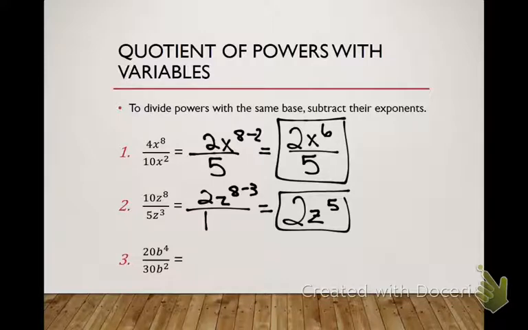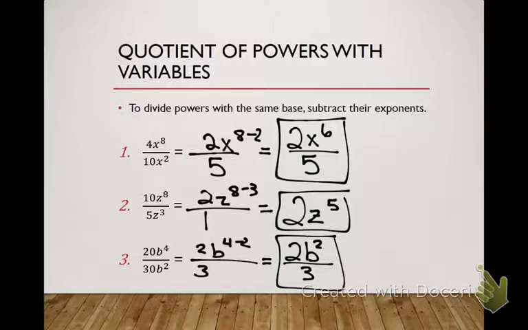Okay, so 20b to the 4th over 30b squared. Now I reduce it to 2/3. b to the 4 minus 2, I subtract my exponents and my leftovers stay in the numerator, because that's where my larger exponent is. Okay, so that's it for example 3.